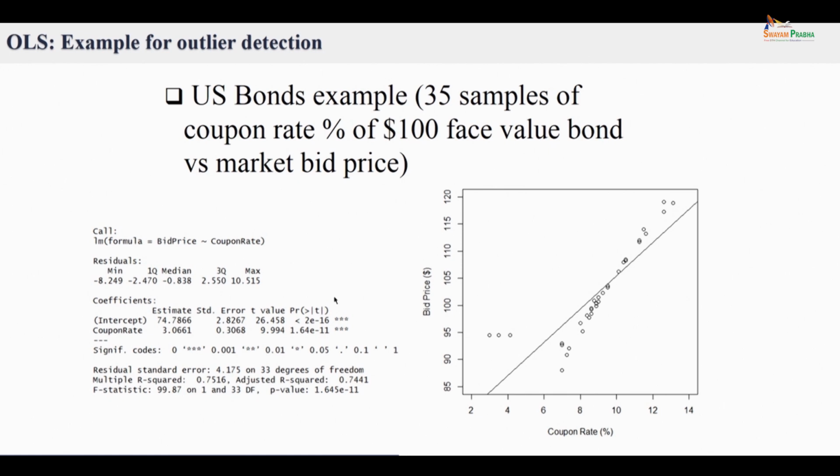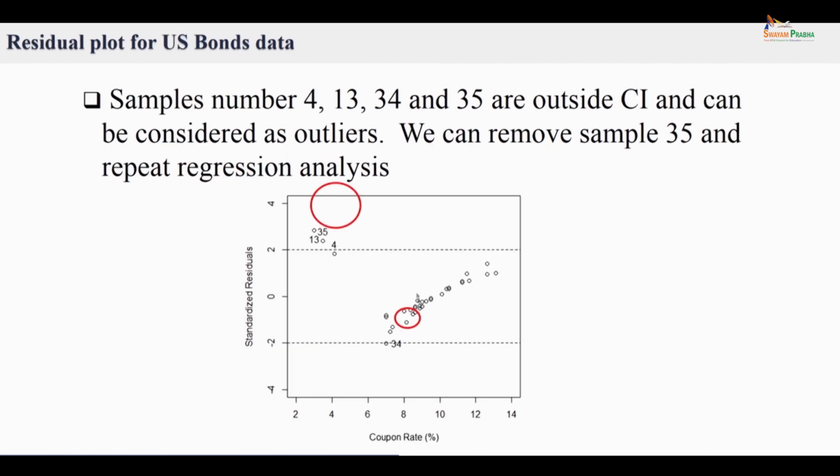Now let us go ahead and do the residual analysis for this. We perform a standardized residual plot, and we find that except for these 4 points, sample number 35, sample number 13, sample number 34, which seem to be outside of the ±2 confidence interval, you may conclude that these are outliers, while the others are within the bound and are definitely not outliers.